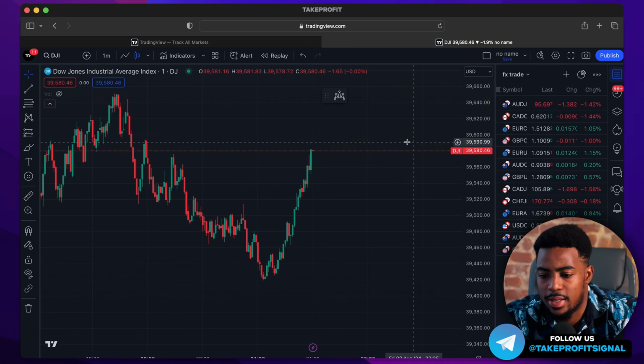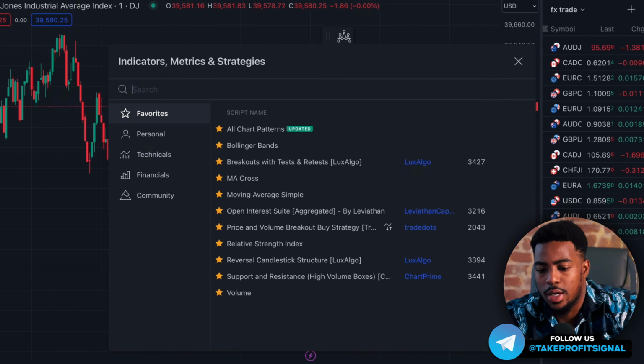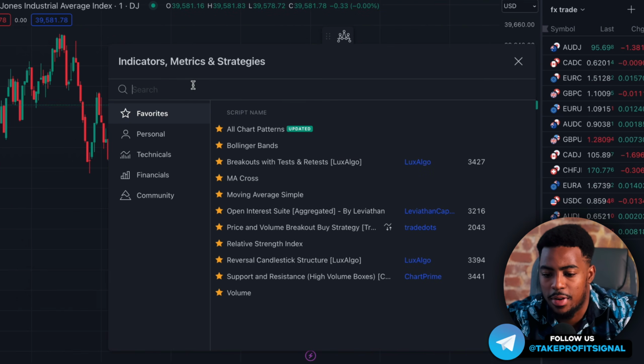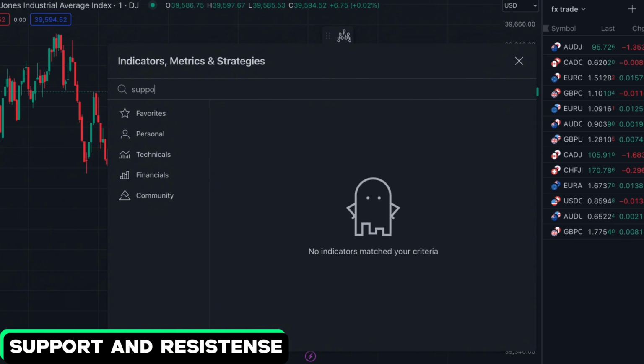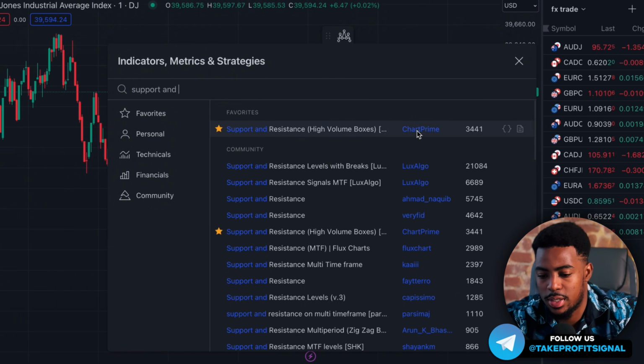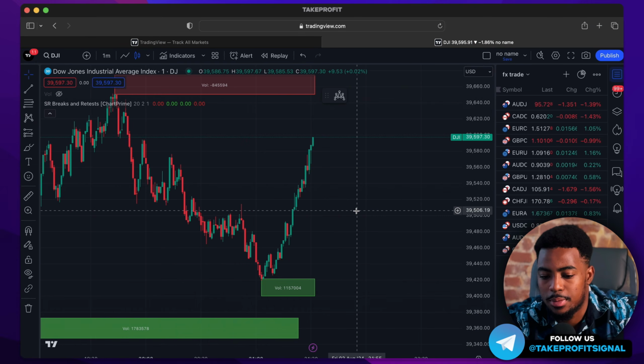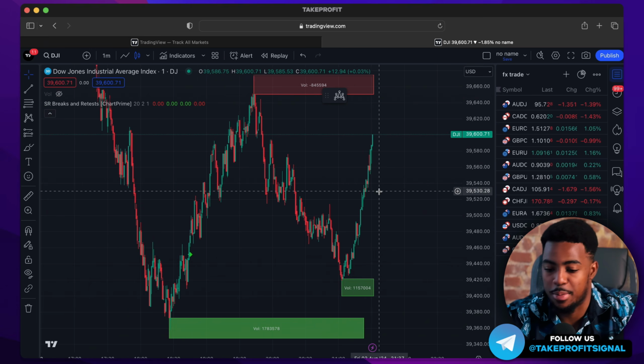Let's choose any asset again, go to the indicator section in the upper corner, and now we will type in the name of an amazing free indicator. I have this indicator added. We click on it and now real magic happens.